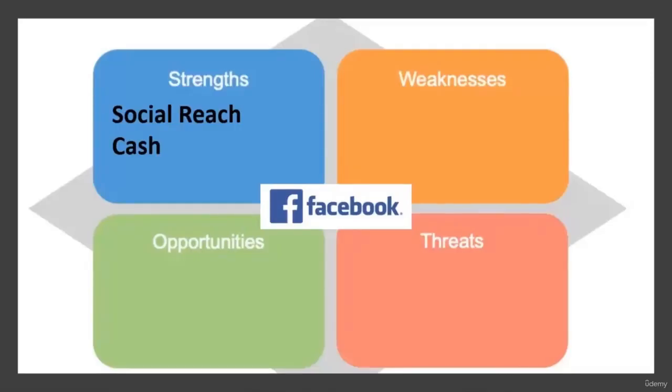And that generates one of their second biggest strengths, which is cash. They have a lot of cash on hand, an amazing amount of cash. They're also terrific at producing more cash. Now we're going to talk about weaknesses and threats. Those are some drains on their cash. But basically, they have a lot of cash on hand, and that allows them, as a strength, to invest in other things.